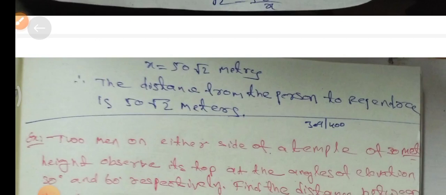Therefore, the distance from the person to Rajendra is 50 into root 2 meters.